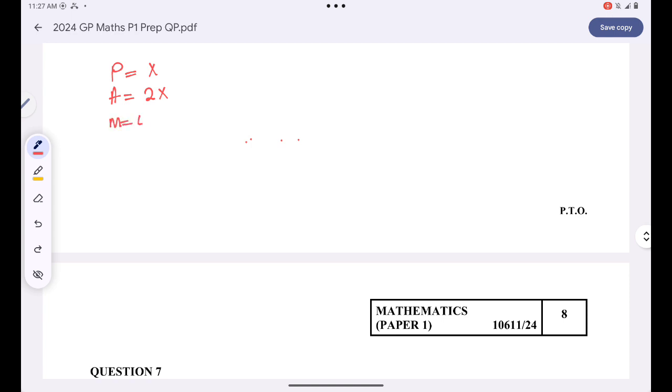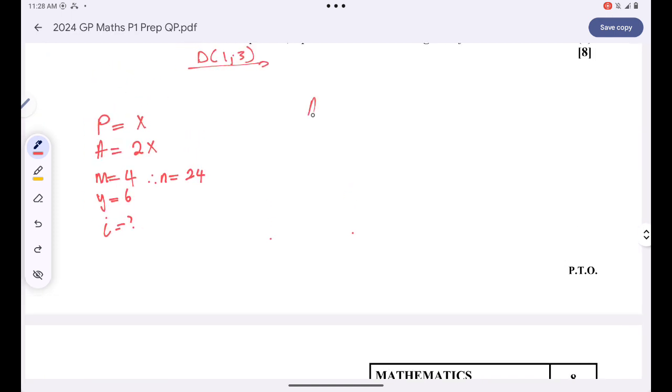M is just equal to 4 because interest is compounded quarterly. The number of years, we have 6 years, and that simply means N is the product of both M and the number of years. So N is just equal to 24. Together we are just looking for our interest.